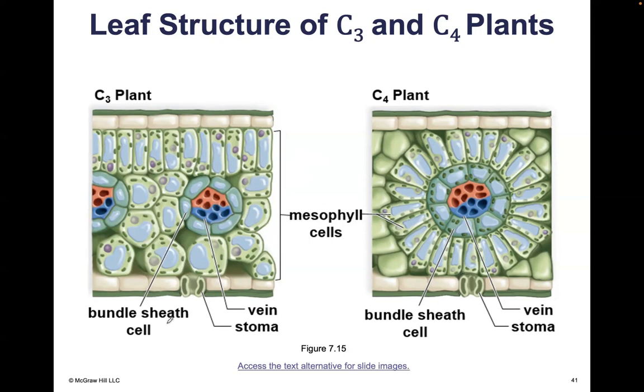It's got bundle sheath here, it's got the veins, it's got stomata. All of these are mesophyll cells. But the C4 plants have a uniform pattern of the mesophyll that looks like a flower, with the circular bundle sheath cells. It's got black circular veins within it and the stomata opening between the epidermis cells. So this is what makes them different from each other.